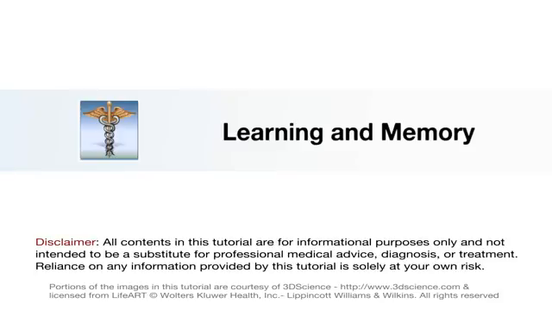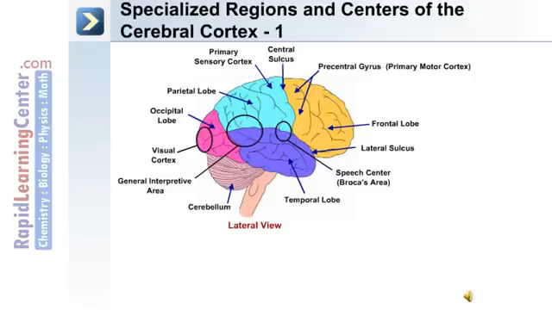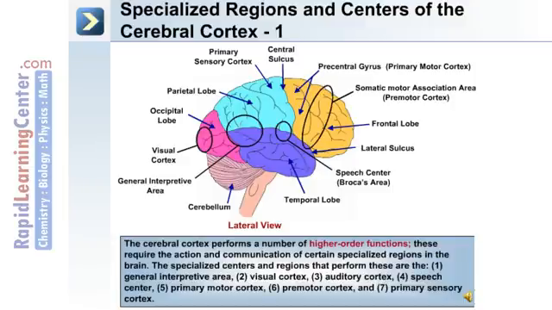Now we'll move on to discuss higher order functions, such as learning and memory. These higher order functions require the cooperation of multiple centers within the brain and the processing of massive amounts of information. Using this lateral view of the brain, we'll highlight the specialized regions and centers of the cerebral cortex. In the occipital lobe, the visual cortex, the general interpretive area, the speech center or Broca's area, and the somatic motor association area or premotor cortex.